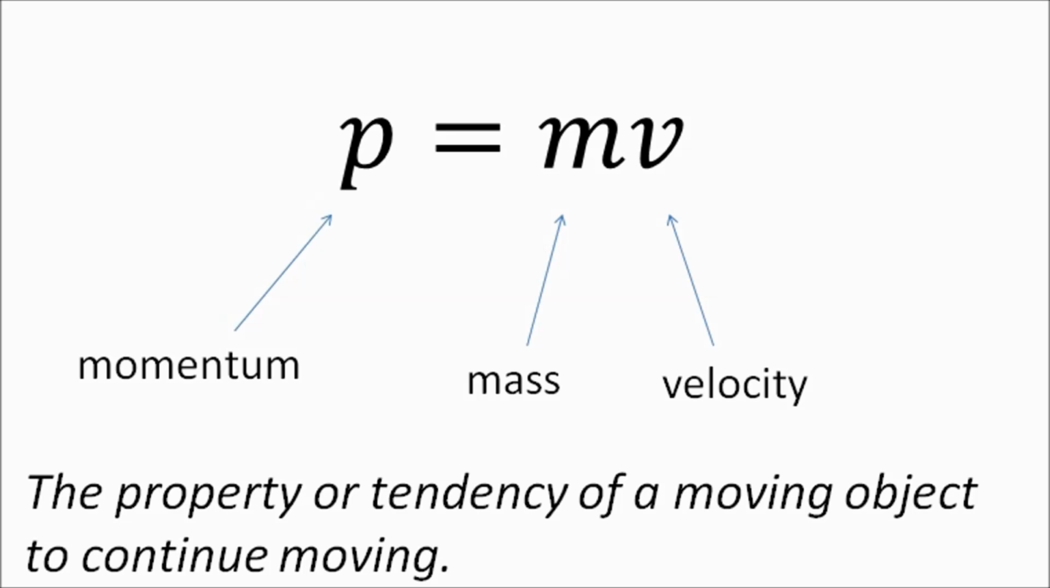Now here's a definition: the property or tendency of a moving object to continue moving. So it's basically how much does something want to keep moving? How difficult is it to stop something? If something's very difficult to stop, then it has a lot of momentum. And what's going to make something difficult to stop? Well, if it's moving very fast or it has a very large mass, then it's going to be difficult to stop and it's going to have a high momentum.